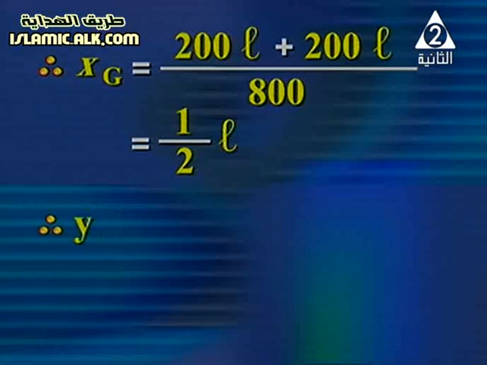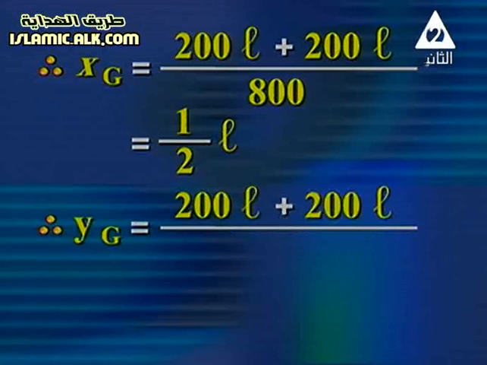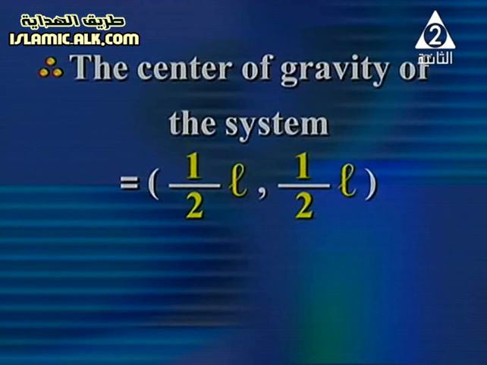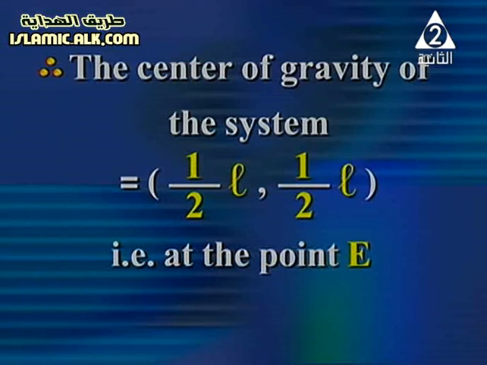By using the same method, we find yg equals 200 times L plus 200 L over 800, then yg equals half L. What do we deduce, dear student? The coordinate of the center of gravity of the system is x equals half L, y equals half L, at the point E.